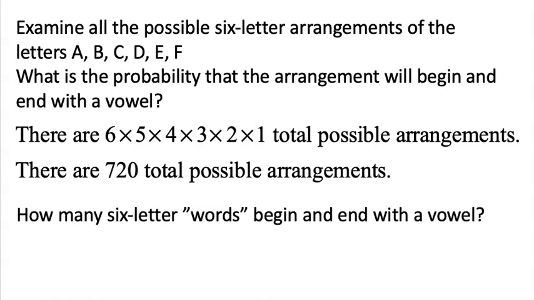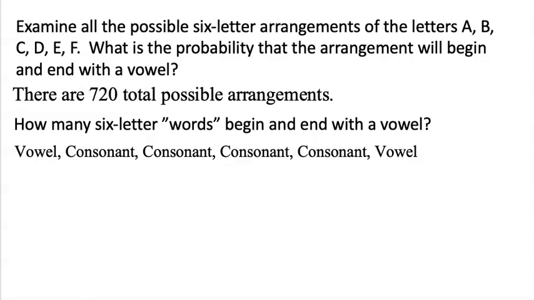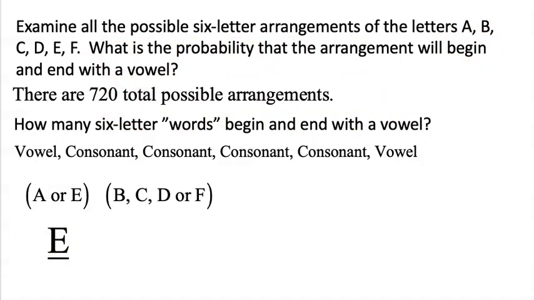So how many of those 6-letter words begin and end with a vowel? So it's got to go vowel, consonant, consonant, consonant, consonant, vowel. 6 letters. Well, how many vowels do I have to choose from for my first letter? Well, either A or E. So I have 2 letters to choose from for the first position in that word. Let's say I choose E. Now there's only 5 letters left. How many of them are consonants? Well, there's 4 consonants, B, C, D, and F. And let's say I choose D.